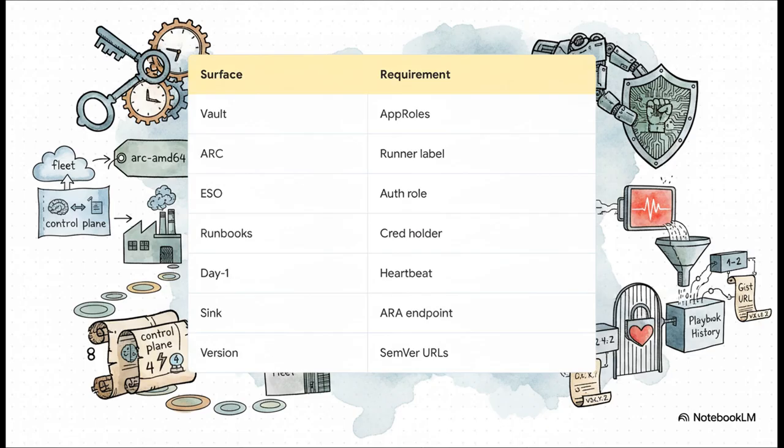Third, External Secrets Operator, or ESO. That needs the DGEX Fleet ESO auth role and a cluster secret store named vault-dgex-fleet. Fourth, Runbook Ownership. This is literally just mapped out by who holds the credentials, 8 for the control plane, 4 for the fleet. Fifth, Day 1 Sequencing. This is a 9-step process where Step 7, the runner heartbeat, strictly gates any fleet work. Sixth, your observability sync. An ARIA endpoint is strictly required here, though you can optionally add Prometheus. And finally, Section 7, versioning, which uses Semver tied to specific just URLs.